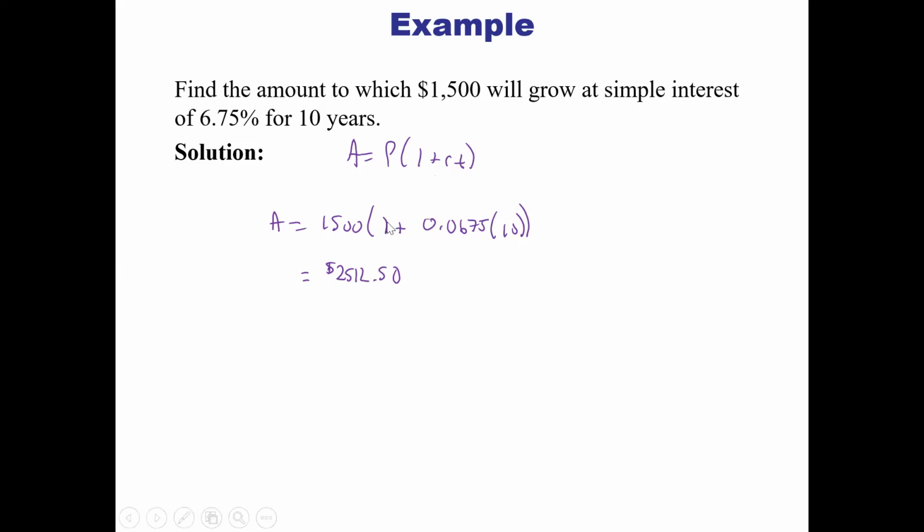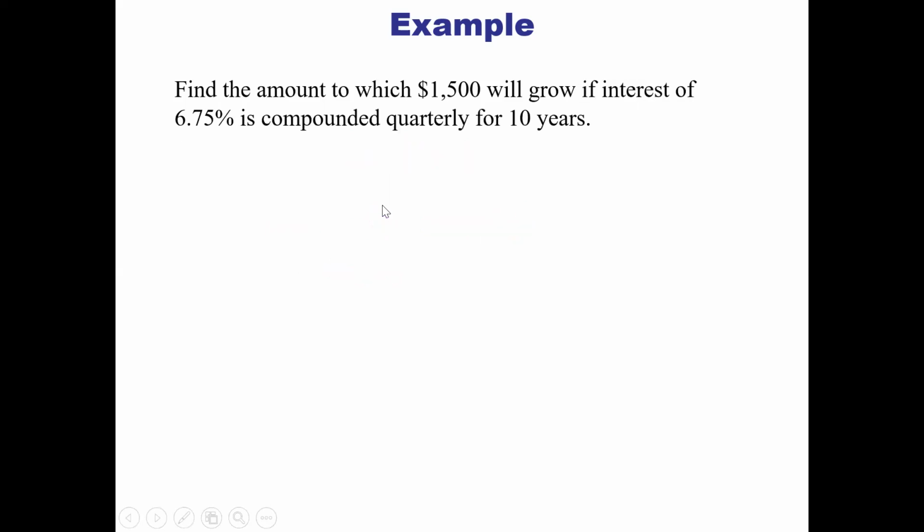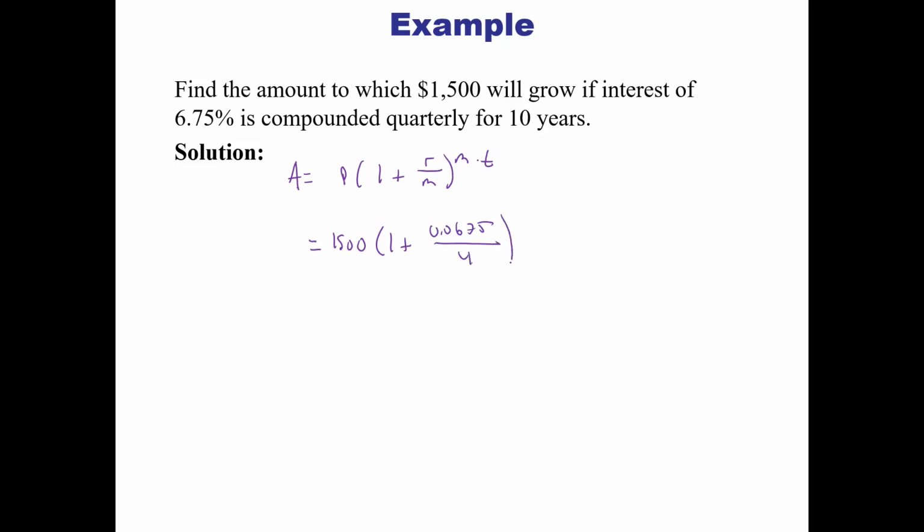Now, what about if we want to do quarterly instead of simple interest? So that's going to compound it multiple times per year, and so we should hopefully get a bigger value. So in this case, we're going to have to use A is equal to P times (1 plus rate over m) to the m times t. And so that's going to be 1500 times 1 plus our rate again, 0.0675, m is quarterly, that means it's going to be 4, and then we have 4 times 10.